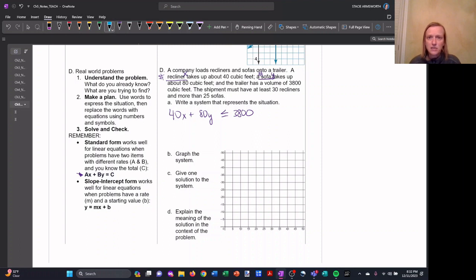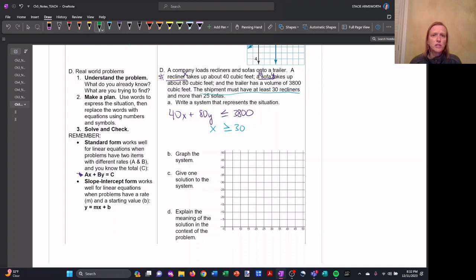Let's read the next bit of the sentence. The shipment must have at least 30 recliners. Recliners are my x value, so I'm saying that my x value must be at the very least 30. x can be greater than 30, x can be equal to 30, but it can't be less than 30.